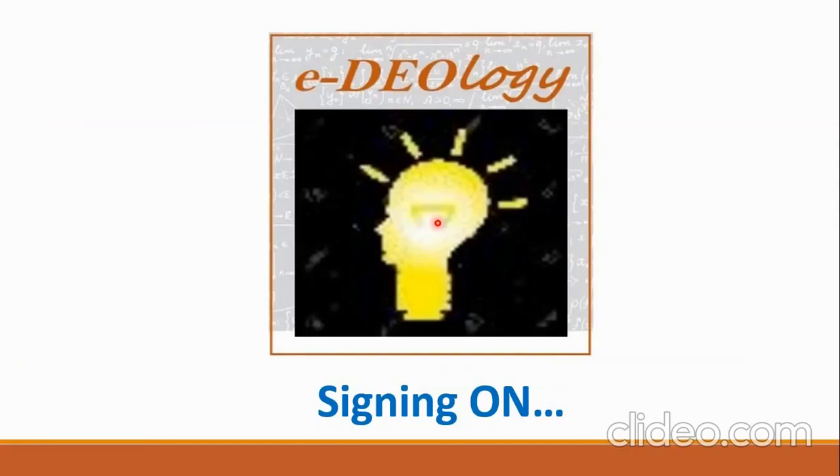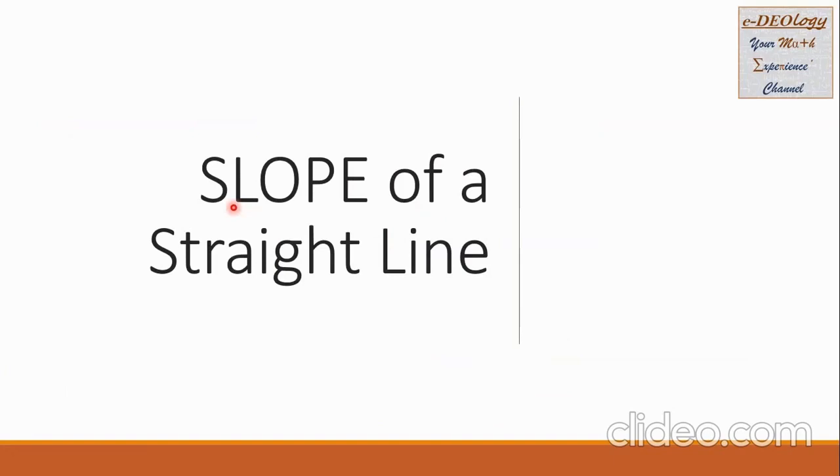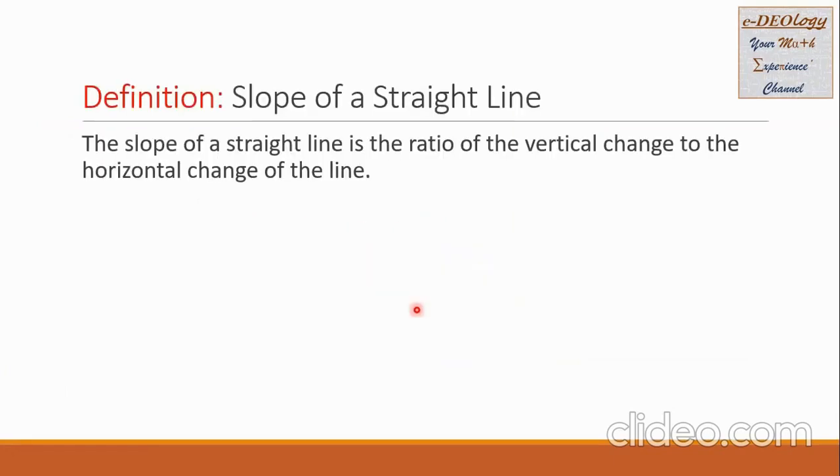Hi everyone. Today we're going to study the slope of a straight line. Let us define the slope of a straight line. The slope of a straight line is the ratio of the vertical change to the horizontal change of the line.